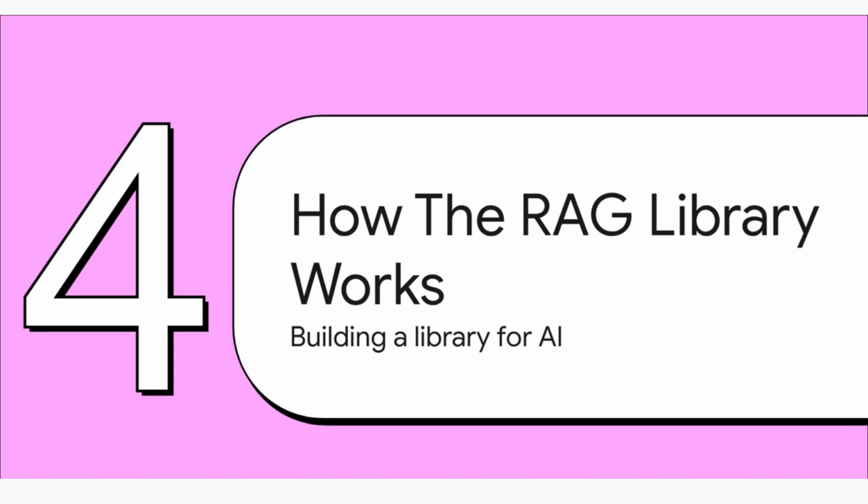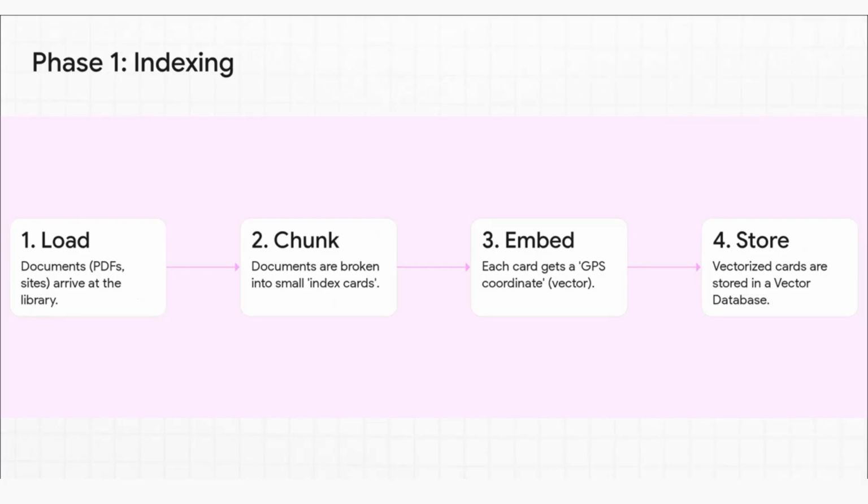The best way to picture it is to imagine we're building a super high-tech, perfectly organized library just for our AI. The whole process really breaks down into two main phases. Phase one is all about building that library. The technical term is indexing, and this is all the prep work that happens behind the scenes.